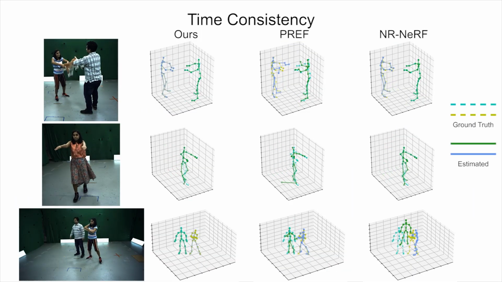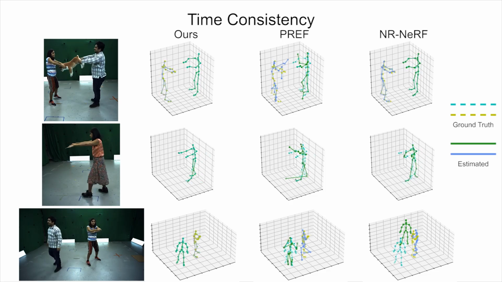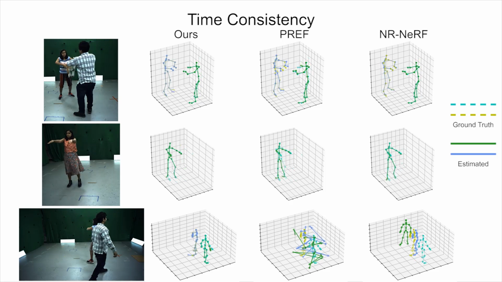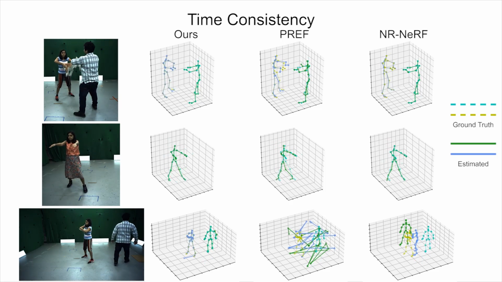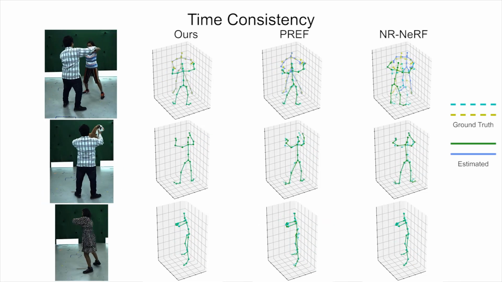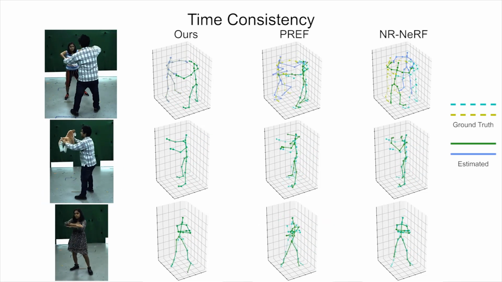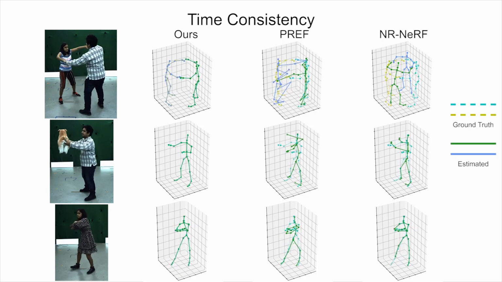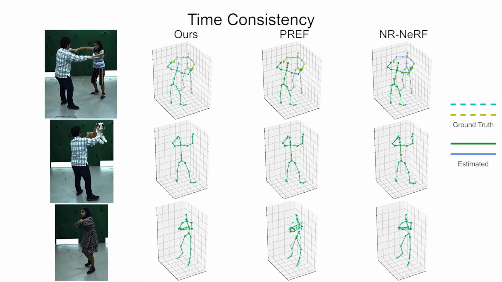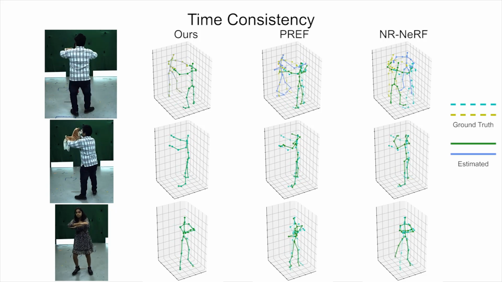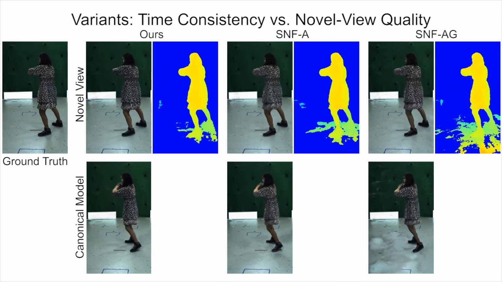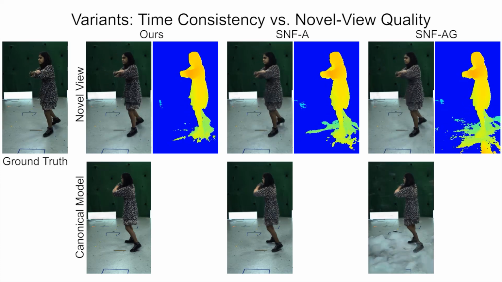Next, we evaluate the time consistency of our reconstructions. Here we compare against PREF, which is a NeRF-based method to estimate 3D correspondences. To measure time consistency in 3D, we follow PREF and use estimated 3D human joints as pseudo-ground truth. At test time, we track these joints from the first timestamp until the last. Our method outputs stable correspondences, while PREF and SceNeRFlow show substantial drift over time. Our method design is built around time consistency.